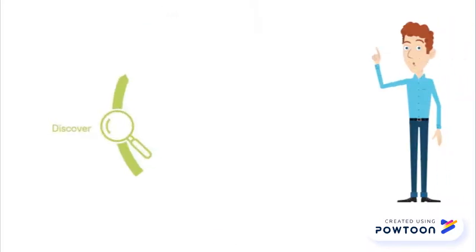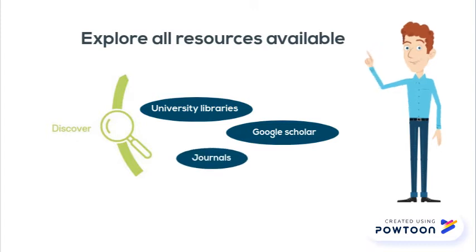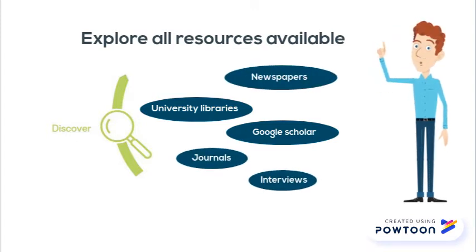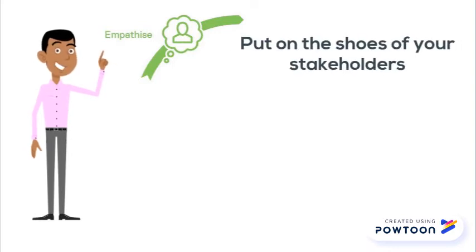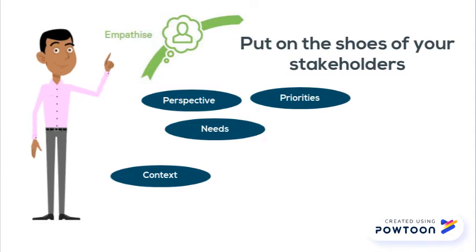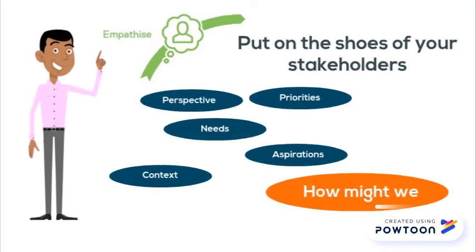Let's start with discover. During this stage, you should explore all the resources available about the people and the context you're designing for. This will help you build enough knowledge to make educated guesses if needed later in the process. Then we have the empathizing stage. The aim of this stage is to put on the shoes of your stakeholders and understand their perspective, context, needs, and priorities. At the end of this stage, you should be able to develop an appropriate how might we question that defines the challenge you will be addressing. We will come back to this concept later on.